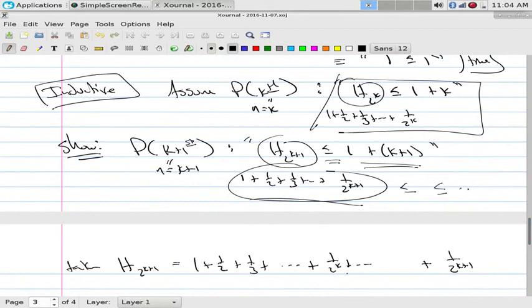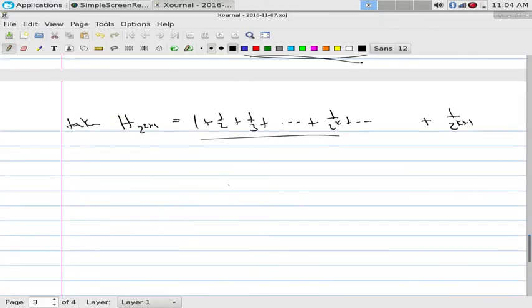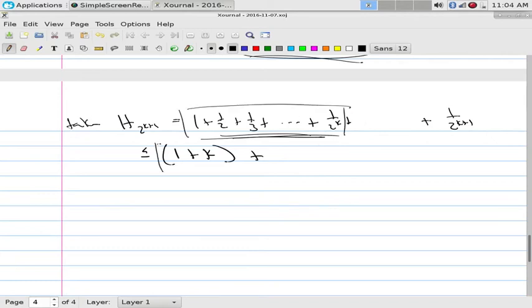So I noticed that halfway I got 1 and a half and a third all the way up to 2 to the k. Wait a second. I can use the inductive hypothesis to get rid of all those. Those are all smaller than what? 1 plus k. So let's just get rid of them. I'm going to say, oh wait, this is less than or equal to 1 plus k. All of that satisfies an inequality. Plus, all right, now I have this ellipsis.